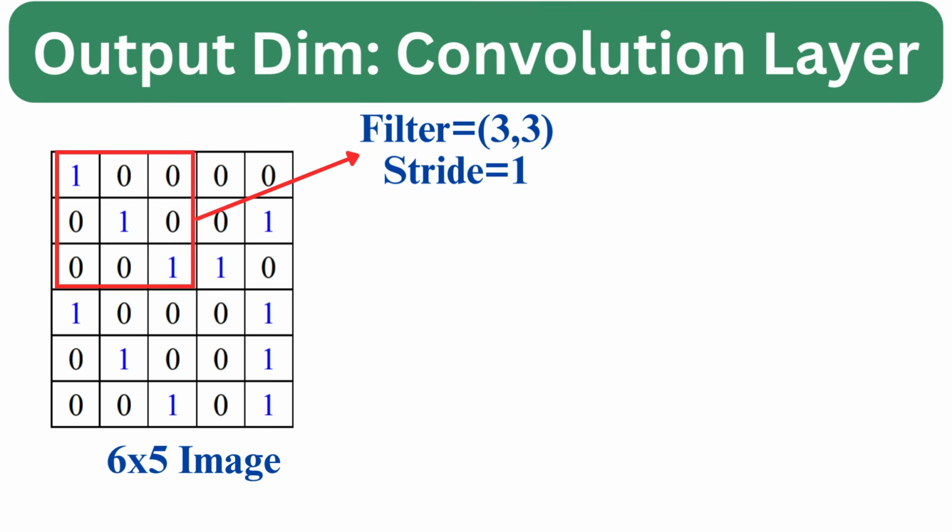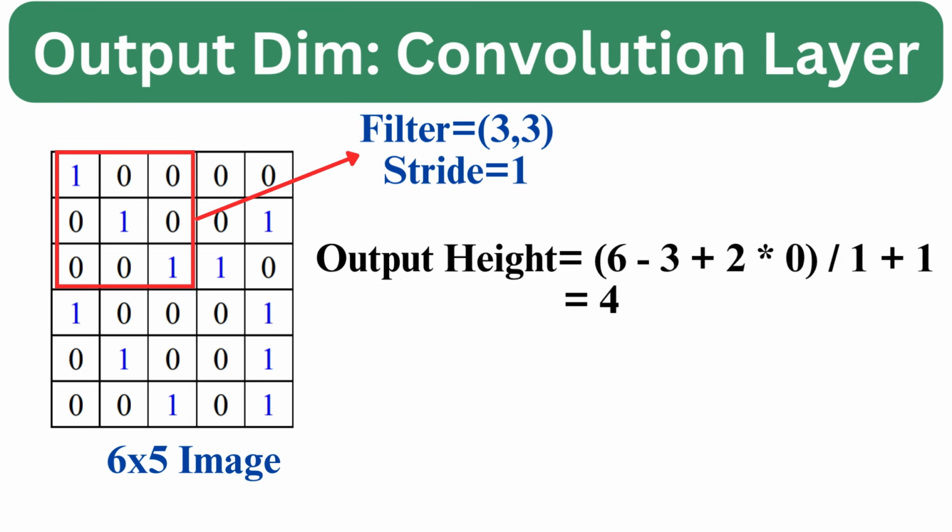Let's take an example of this image. It is a 6 by 5 image and we have a 3 by 3 filter. Stride equals 1 and there is no padding. The image is not square, which means we need to use the second formula, that is a different formula for the height and a different one for the width. So first let's calculate the height of the output feature map. The input height, which is 6, minus the filter height, which is 3, plus 2 times padding, which is 0, divided by stride, which is 1, plus 1, we get 4.